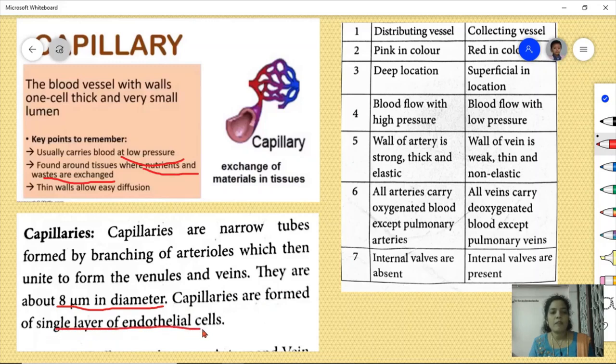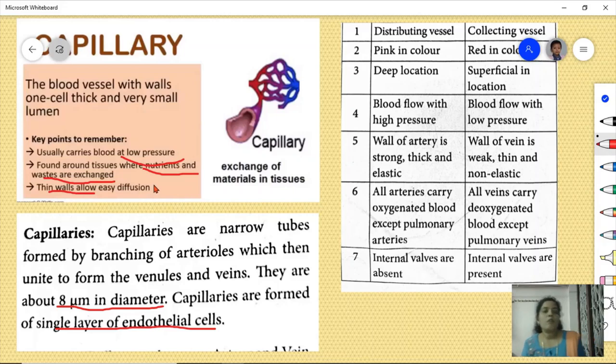It is formed of a single layer of endothelial cells. It carries blood at low pressure and is found around tissues where nutrients and wastes are exchanged. This is the function where nutrients and wastes are exchanged. It has thin walls that allow easy diffusion.